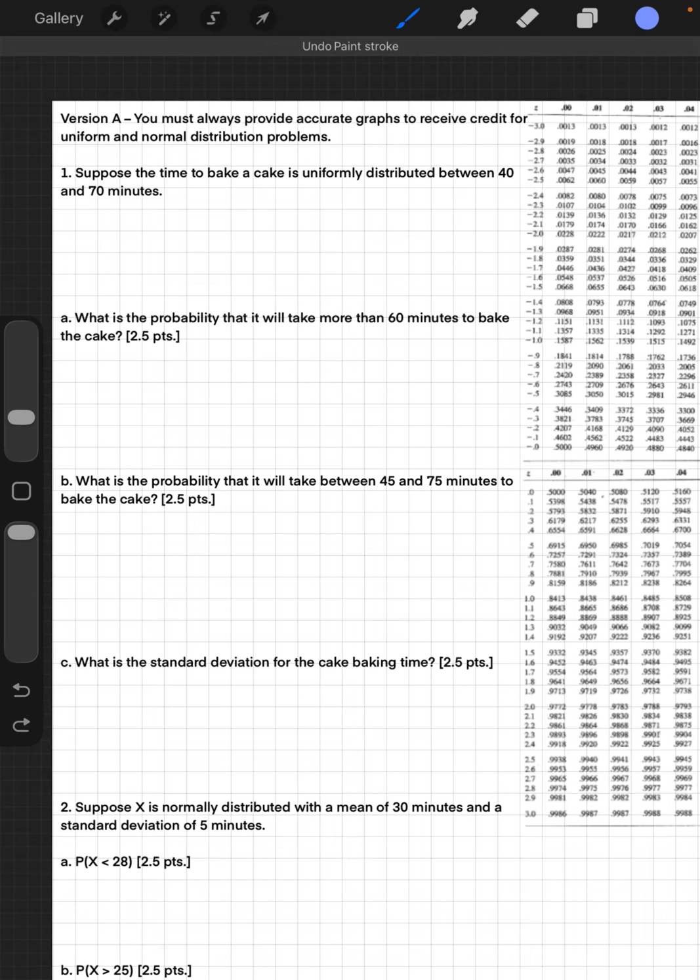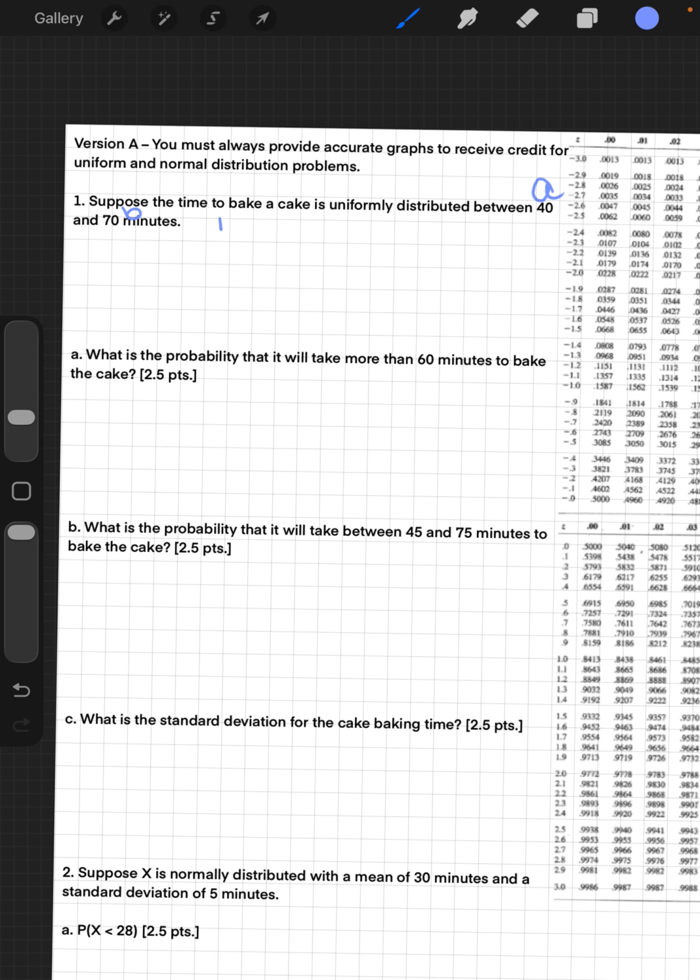I have my A and I have my B. So we know our length is B minus A. I have 70 minus 40. So my width is 130.